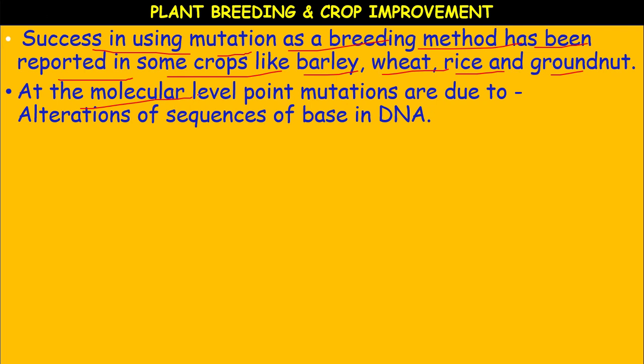At the molecular level, point mutations are due to the alterations of the sequence of nitrogen bases in the DNA, that is guanine, adenine, thymine, cytosine. There are some nitrogen bases with which the DNA is made up of. DNA is nothing but the genes. The mutations which occur in the chromosomes are called chromosomal mutations. The mutations which take place in the genes are gene mutations.